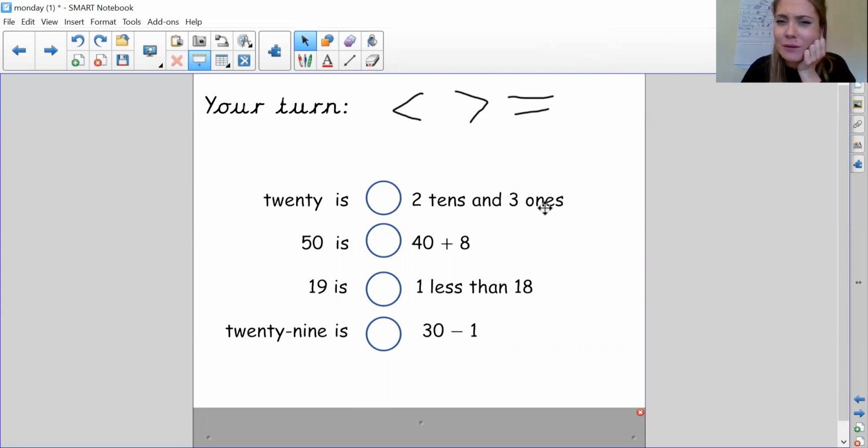So my first one, if I was reading it, I would say 20 is 2 tens and 3 ones. So I've got to work out what that number is first before I can compare them. So think carefully. Do you have to work out the numbers? That one I do, 40 and 8, to compare them. So read them very carefully, work them out, and then work out which symbols you need in there. Okay, pause me now whilst you have a go at doing that. Remember, you can draw your tens and ones to help you.